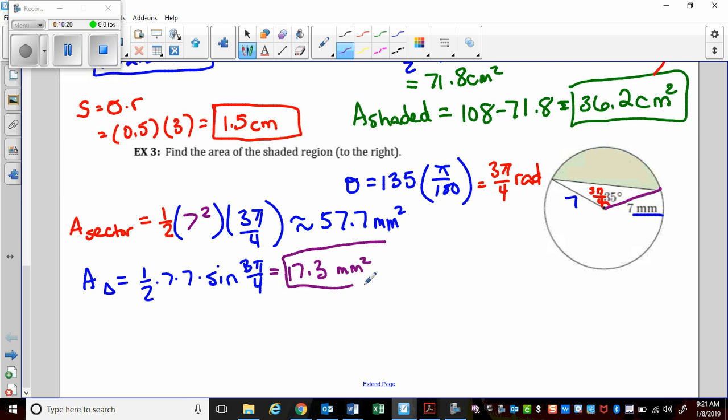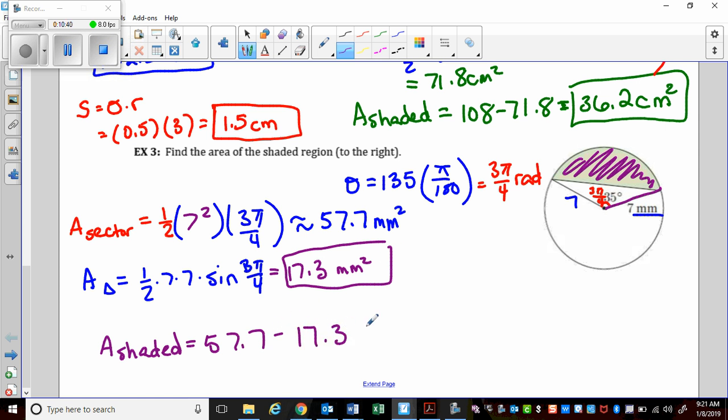Now, what we need to do is find the area of the shaded region. So what we're going to do, the area of the shaded region is the whole area of the sector, which is about 57.7, minus the area of the triangle, which is about 17.3, and that is 40.4 millimeters squared.